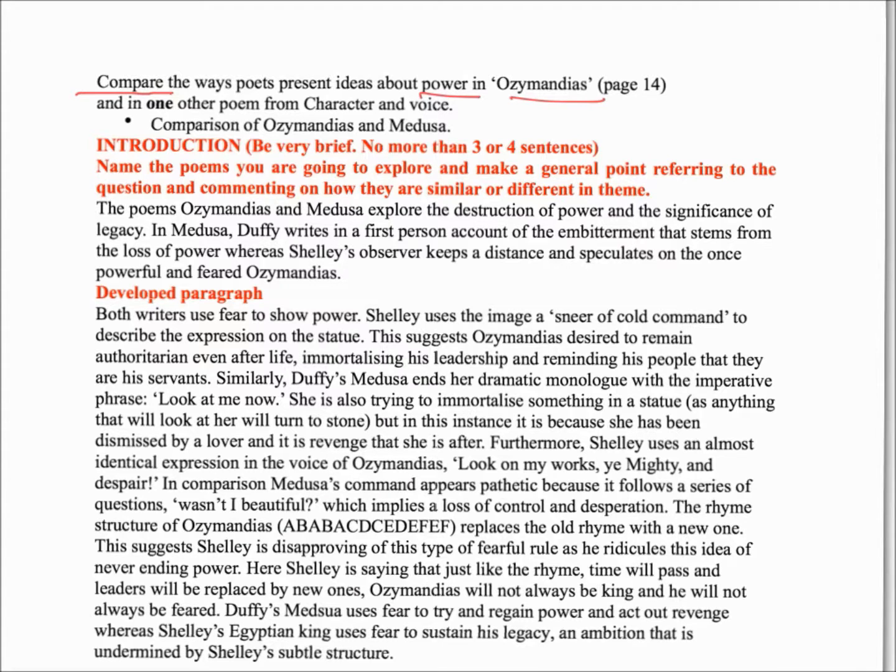Picking the poem and writing a plan is obviously part of your planning process. But today, to speed things up, I'm just going to go through a model answer with you. And I have picked Medusa.